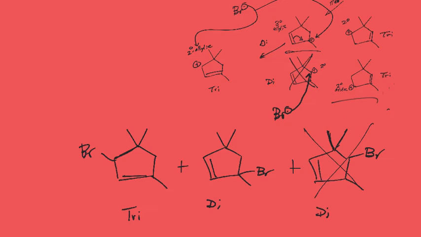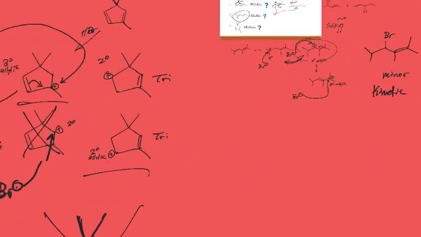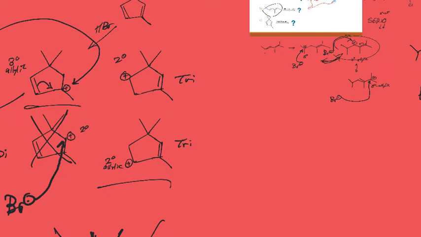And this would be your kinetic, and this would be your thermodynamic products there for that side. For the other side, you have secondary versus secondary allylic. That's not going to matter. We have resonance here.